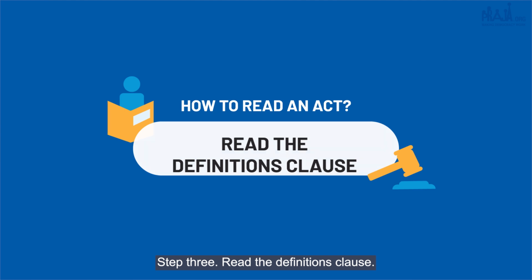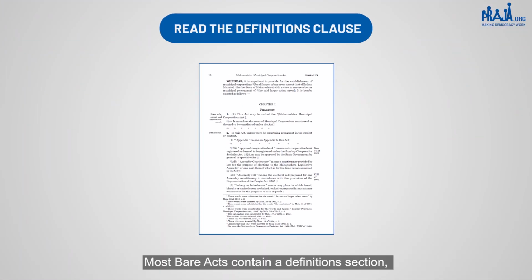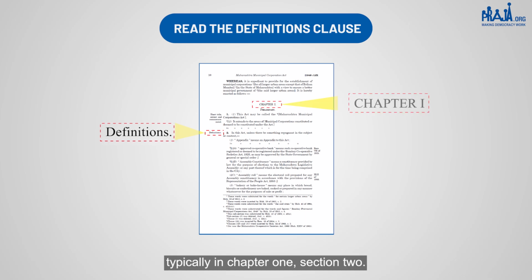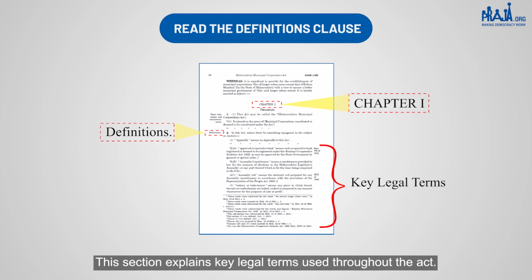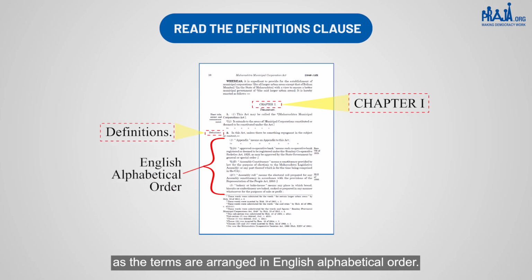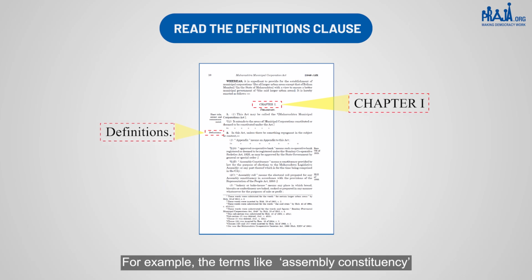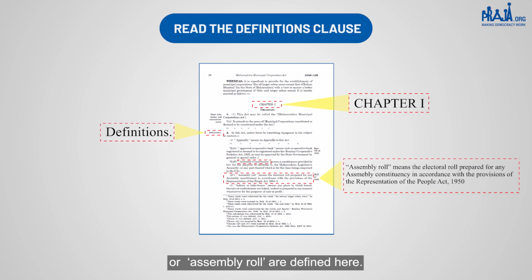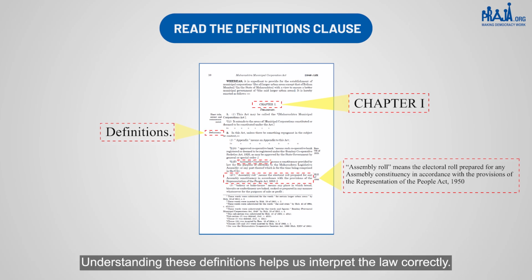Step 3. Read the definitions clause. Most Bare Acts contain a definitions section, typically in Chapter 1, Section 2. This section explains key legal terms used throughout the Act. It can be read like a dictionary, as the terms are arranged in English alphabetical order. For example, terms like assembly constituency or assembly role are defined here. Understanding these definitions helps us interpret the law correctly.